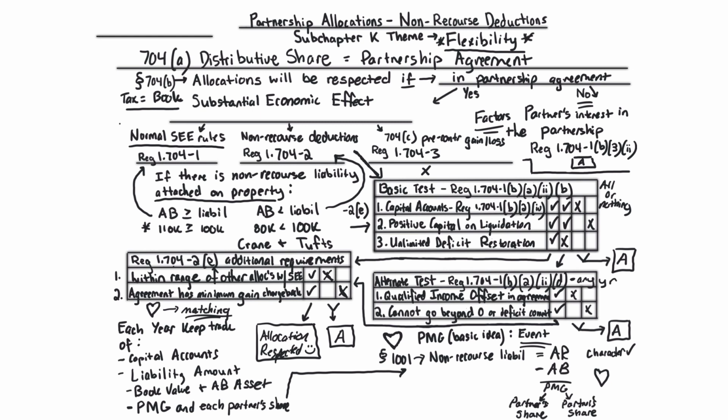And then, of course, it has to have the minimum gain chargeback, which is the heart. Now, when you're doing this analysis, keep track of the capital accounts, the liability amount, the book value, and the adjusted basis of the asset, as well as the PMG, and each partner's share of the PMG each year. If you meet all of those, the allocation will be respected. If you fail the basic test, certain requirements, or the alternate test, or the additional requirements, it's going to be partner's interest in partnership, very bad. And then we also talked about how the partnership minimum gain and how it's the heart you match, right? Each partner's share is the partner's partnership minimum gain, but their share is you look at the amounts they've gotten over the time and you keep track of that.